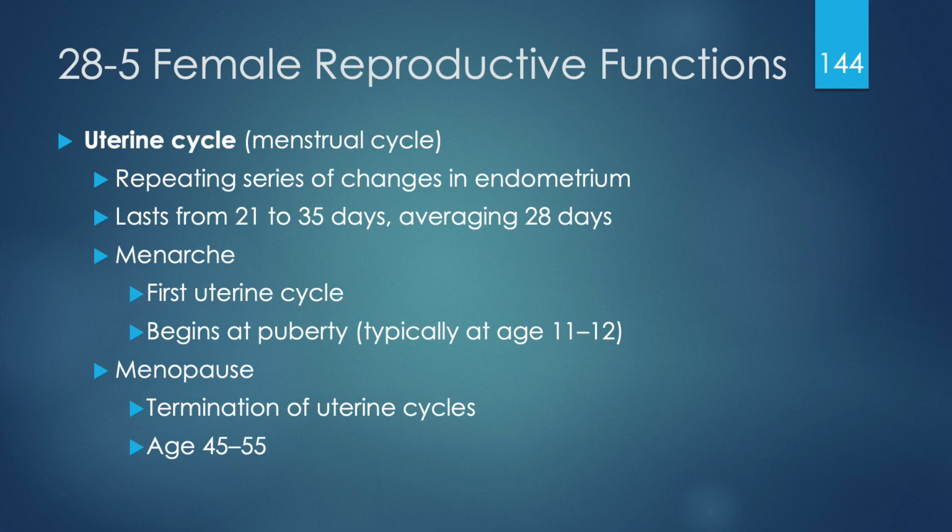Menarche is the first uterine cycle that occurs during puberty, which typically occurs around age 11 or 12. However, it can occur earlier. Menopause is when these uterine cycles terminate, and this can be expected to occur somewhere between age 45 and 55.